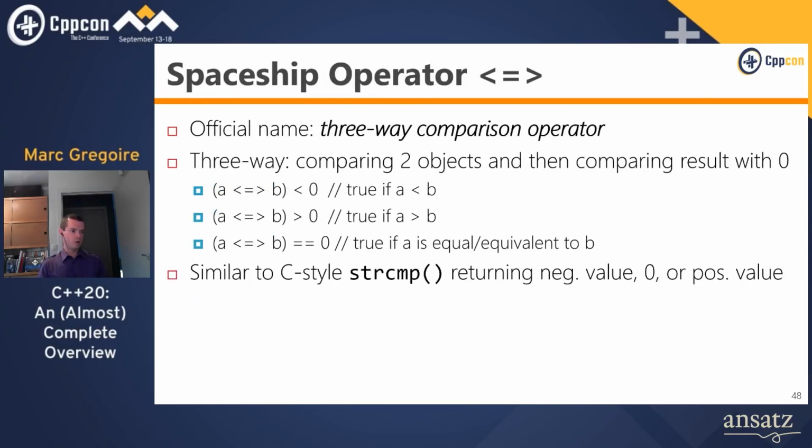Another one is the spaceship operator. Officially, it's called a three-way comparison operator. Basically, with one operator call, you can figure out whether an object is less than another object, equal to another object, or greater than another object. So it's kind of similar to the old C-style string compare, which returns a negative value, 0, or a positive value, depending on whether the first string is less than, equal, or greater than a second string.